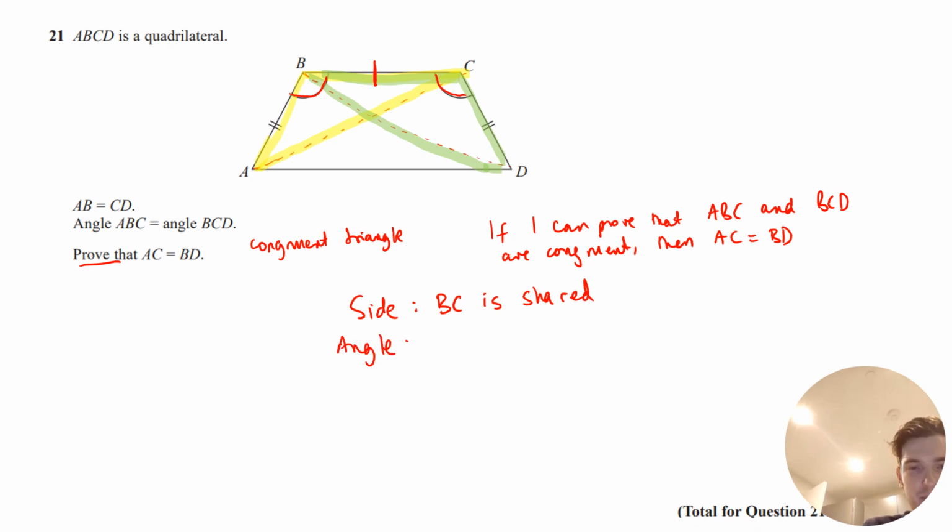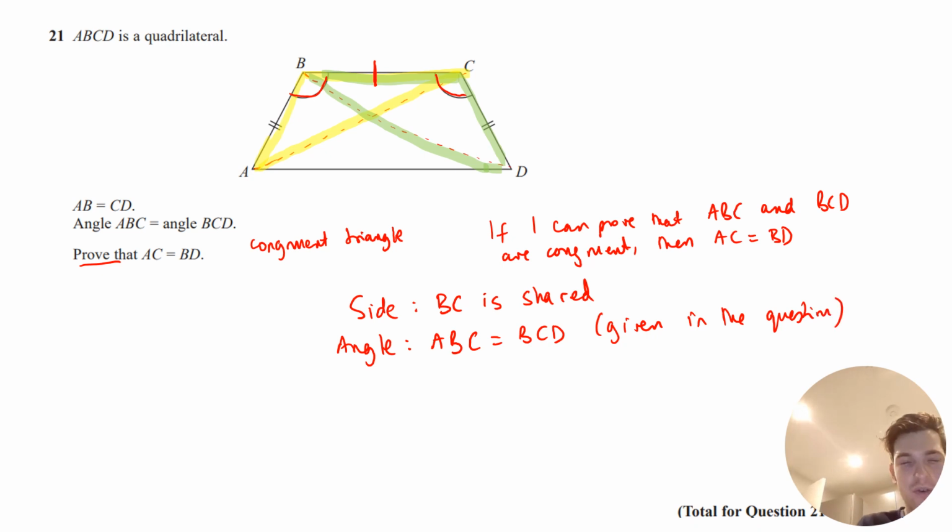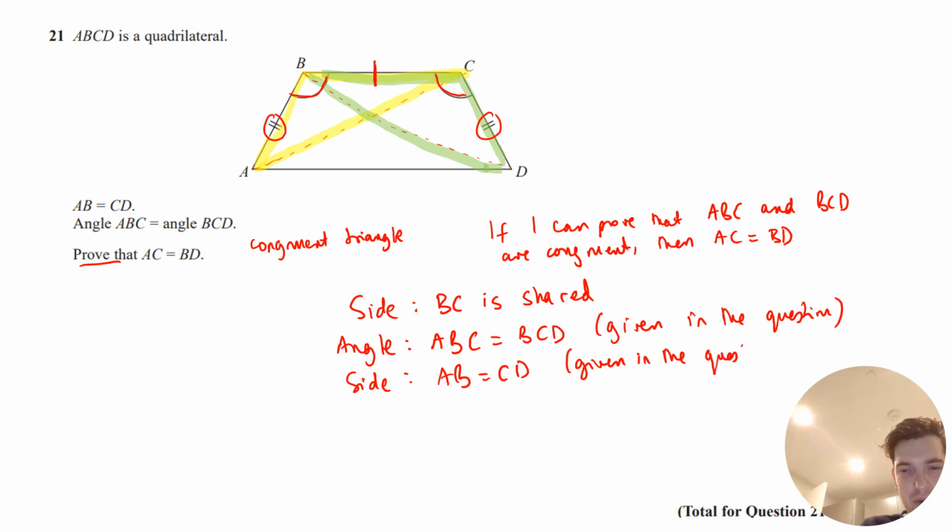And they're the same. So ABC equals BCD, and the reason is given in the question. So I need one more side or angle, and I think it is this one here, AB and CD. So side AB equals CD, given in the question. So I can already draw my conclusion.